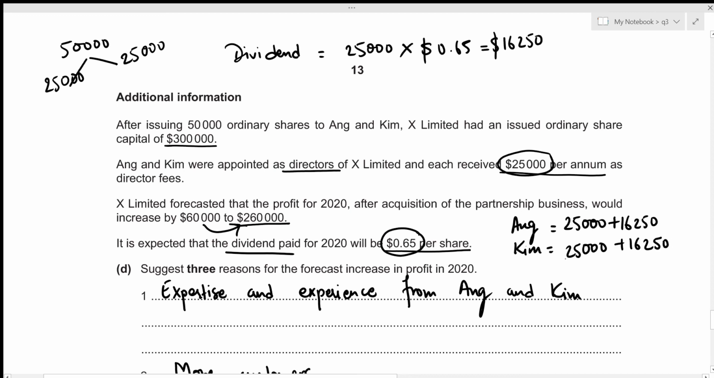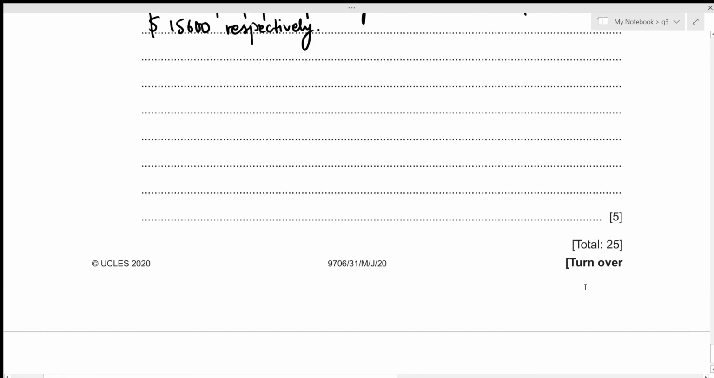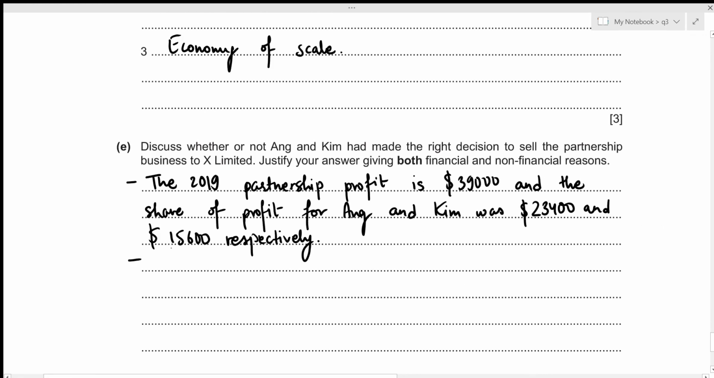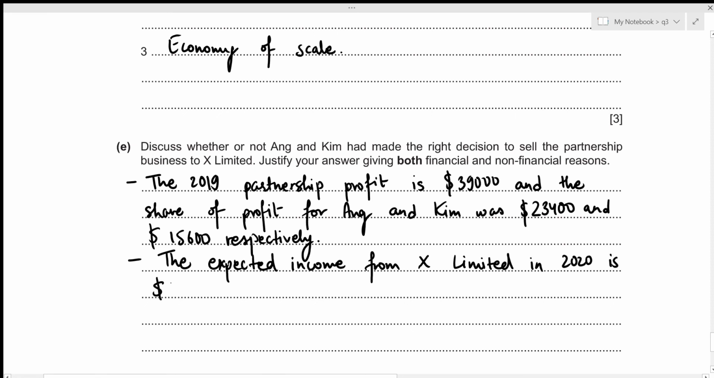So both of Ang and Kim will have the total income of 25,000 plus 16,250, which is 41,250 from X Limited. So let's record this as well. The expected income from X Limited in 2020 is 41,250 for both Ang and Kim.